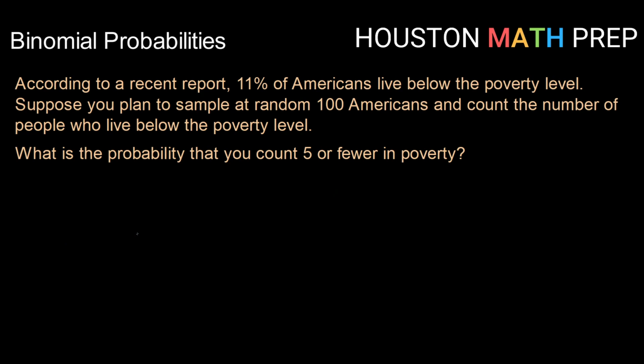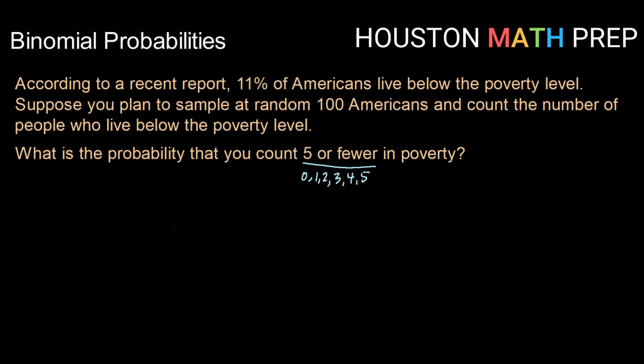So let's look at a question very similar but asked a little bit differently. In this case, what is the probability that you count 5 or fewer in poverty? So 5 or fewer, what does that mean? Well, that would mean 0 in poverty, 1 in poverty, 2 in poverty, 3, 4, or 5. So it is all of those outcomes combined.